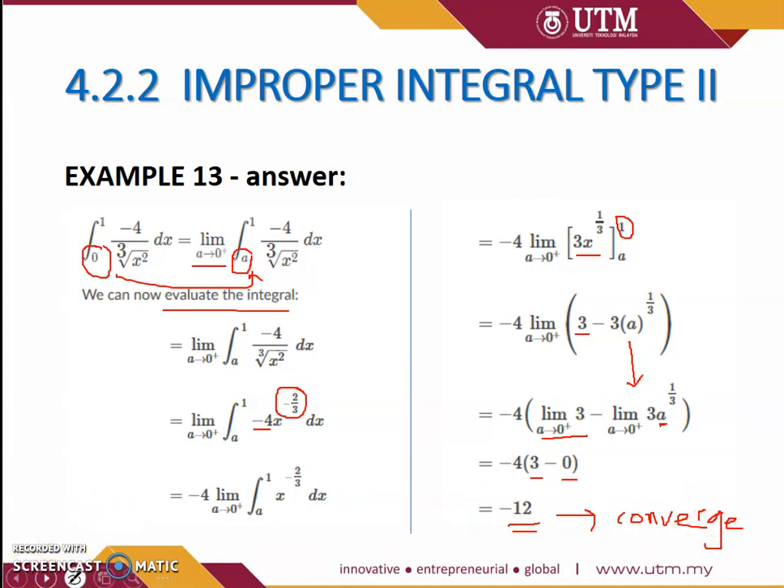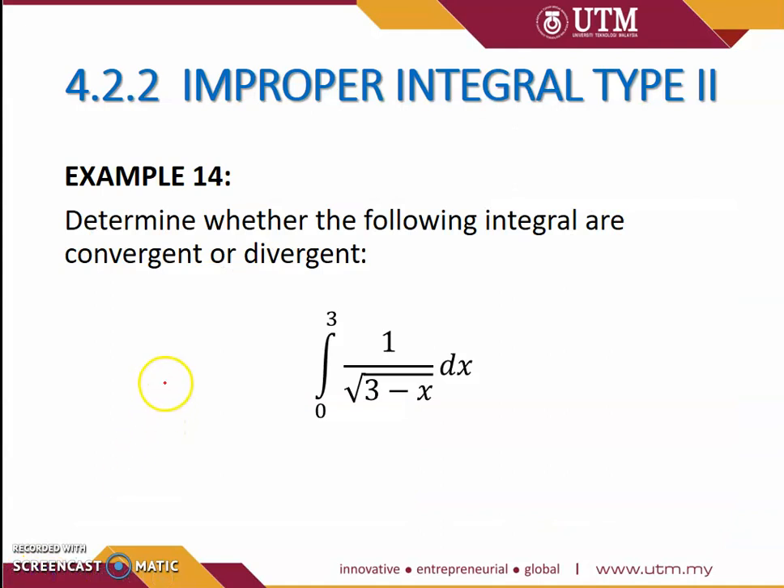Alright, next one. Look at this example. Determine whether the following integral converges or diverges. We have the integration from 0 to 3 of 1 over the square root of 3 minus x. Bear in mind, this is not a normal integration because it has a discontinuity point within this range. So what is the discontinuity point? The discontinuity point is 3.